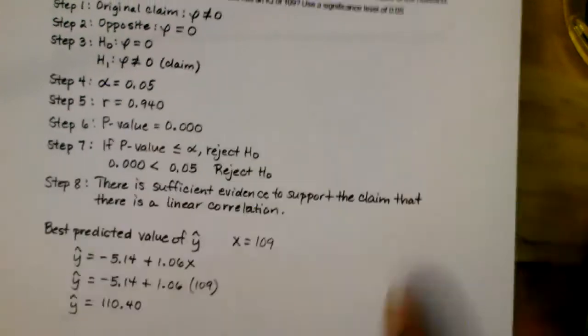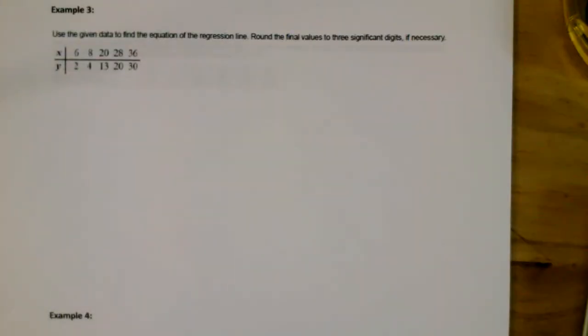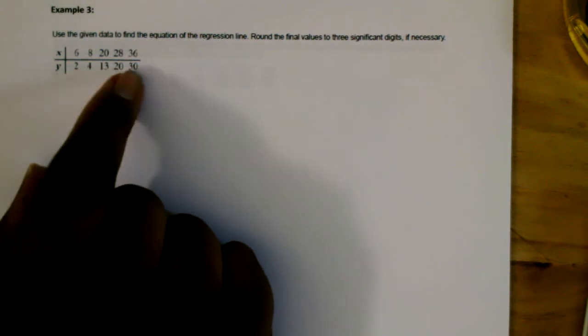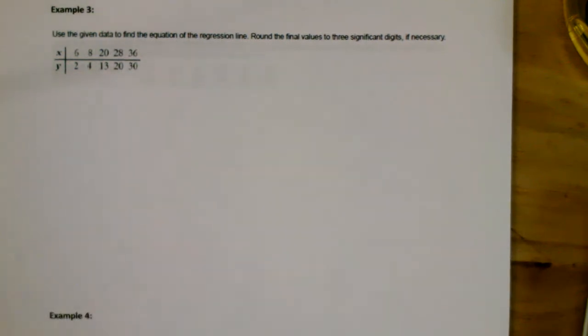Okay, let's look at example 3. Remember that 4-step procedure that I gave you for finding the equation of a regression line? That's what we're going to do in examples 3 and 4. Here we're going to use the given data to find the equation of the regression line, and we're going to round the final values to 3 significant digits if necessary. So here is my paired x y data. I only have 5 paired data.